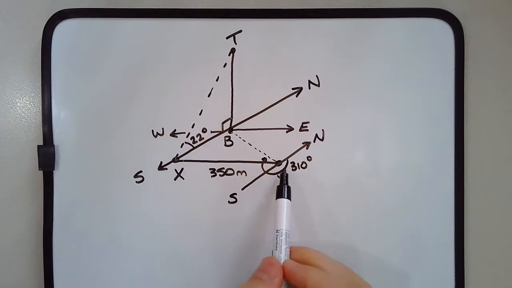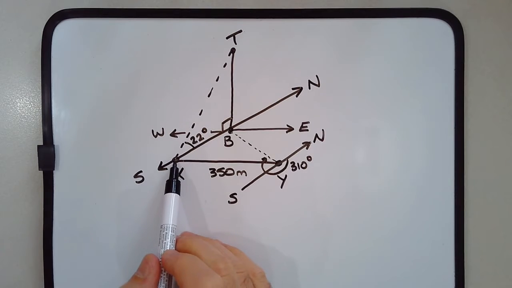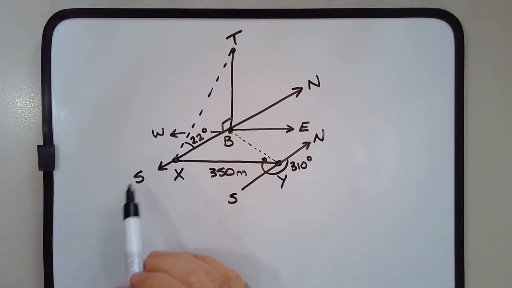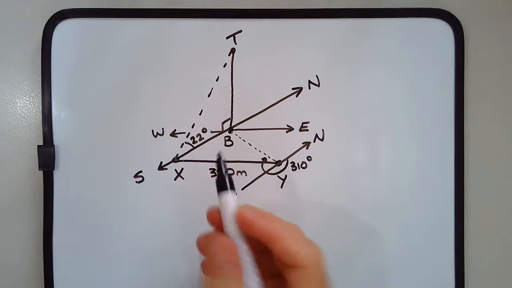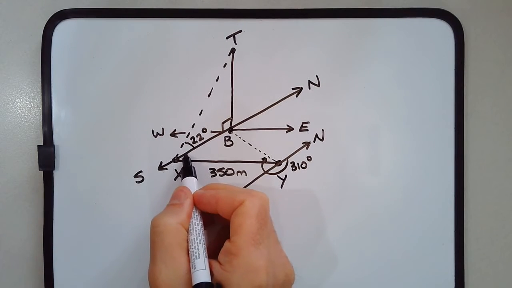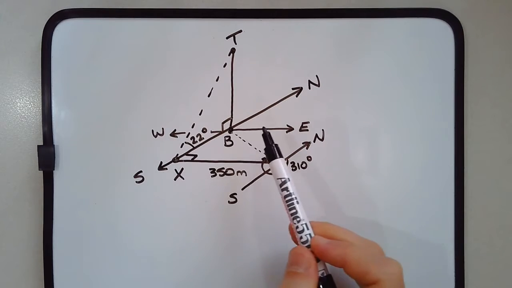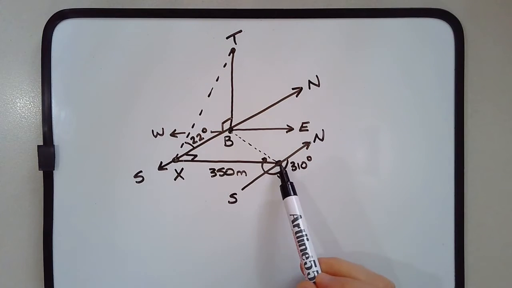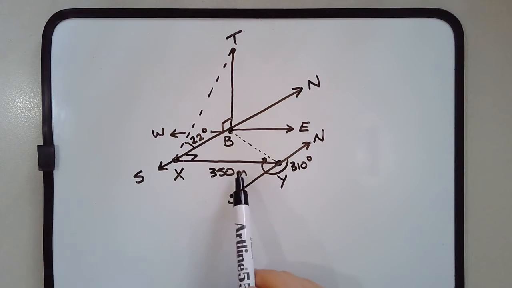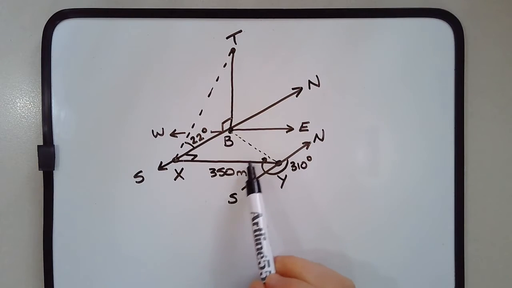If we're told that point Y is directly east of point X, the east-west line and the north-south line are perpendicular to each other. So there's a 90 degree angle there. So we have a triangle here, BXY, with a known side and an angle that in fact we can find.